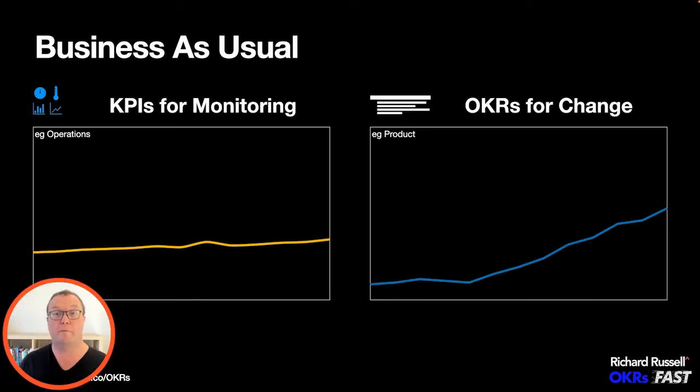OKRs, however, are primarily about change, and product organizations are a classic example of an organization that's primarily focused on change. But think about this, sometimes operations teams spend 90% of their time on business as usual, and then they have 5 to 10% of their time on some sort of change. Likewise, product teams spend 90% of their time on changes, and maybe 5 to 10%, maybe more, depends on the organization, on business as usual, and they need to do some monitoring.